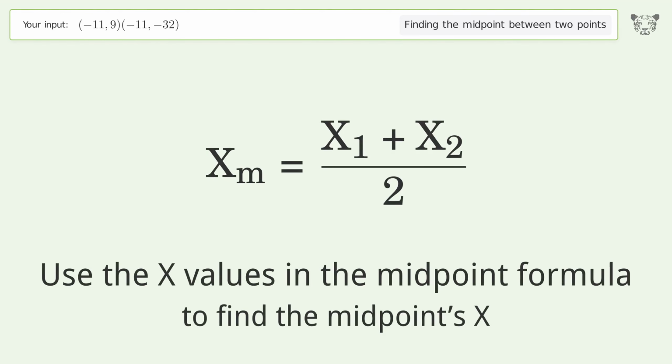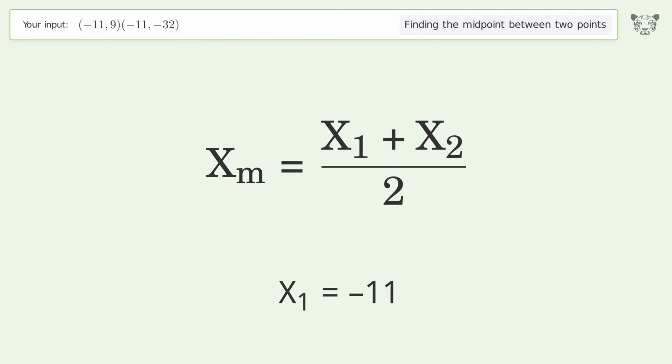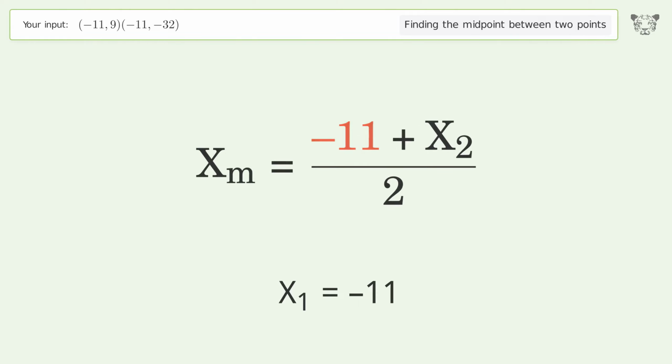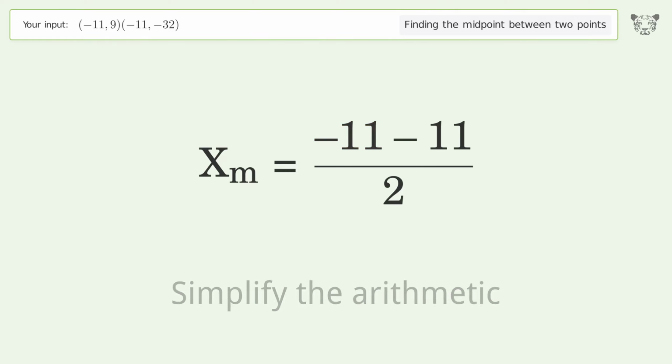Use the x values in the midpoint formula to find the midpoint's x. x1 equals -11. x2 equals -11. Simplify the arithmetic.